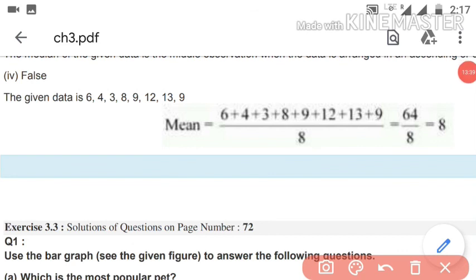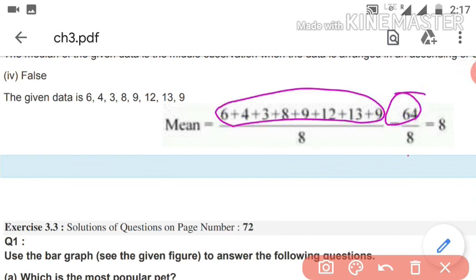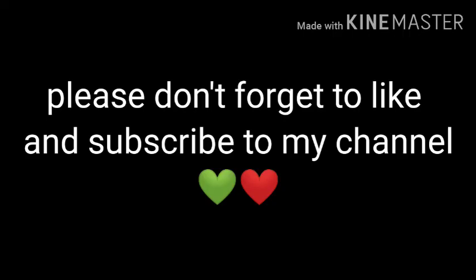When you add all these numbers, how much do we get? 64. When you divide 64 by 8, you will get how much? 8. Now 8 is the mean, not 9. So question number 4 will be what? False. This answer will be false.